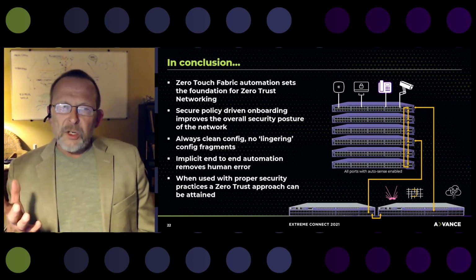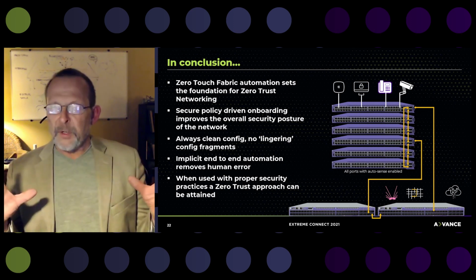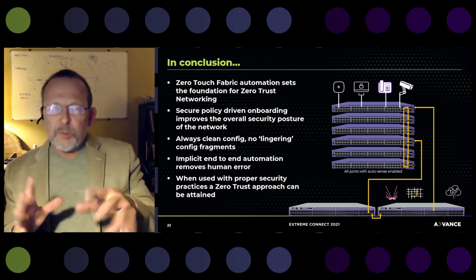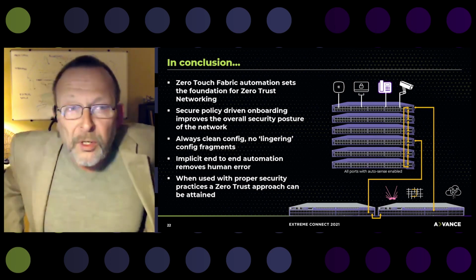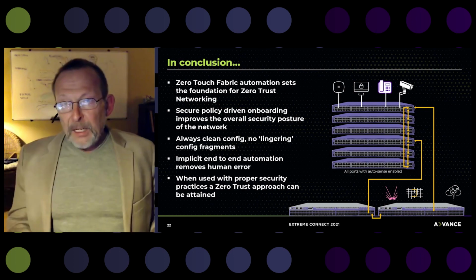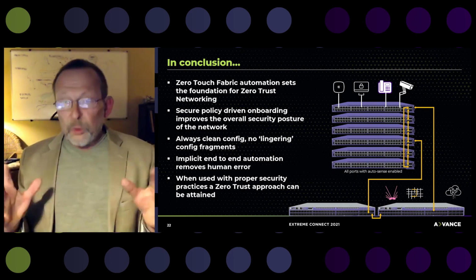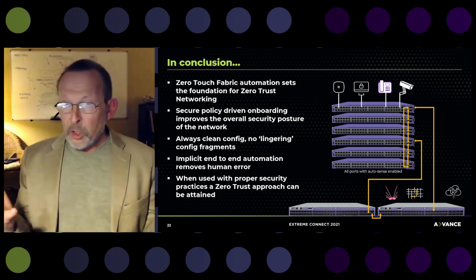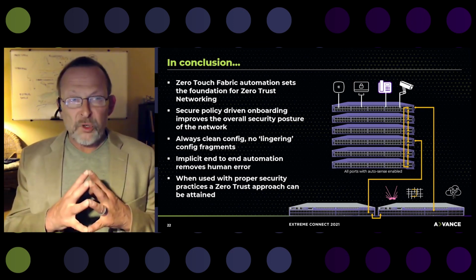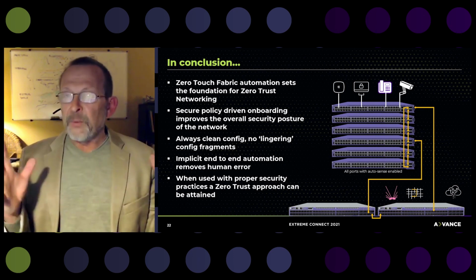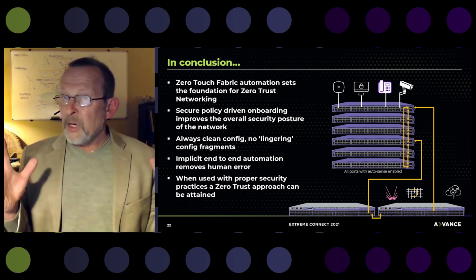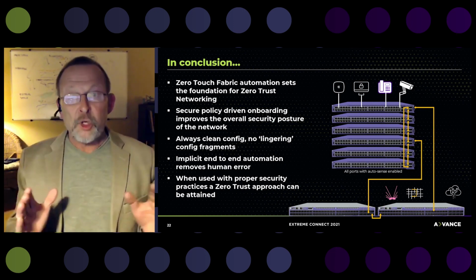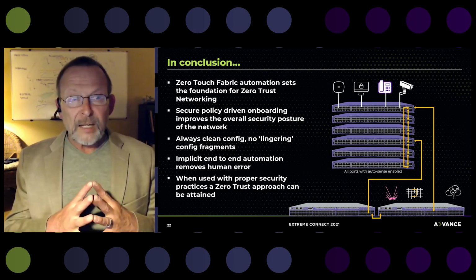So in conclusion, you can see that this can basically improve the security posture of your network infrastructure. Zero touch fabric automation can set the foundation for zero trust networking. Secure, policy driven onboarding and placement improves the overall security posture of the network. There's no doubt about that. Two of the benefits are no lingering security fragments, and that really is a major contribution to vulnerabilities in network infrastructure. So we get rid of these configuration fragments, and all configurations become golden and configured through automation. And that's a beautiful, beautiful asset.